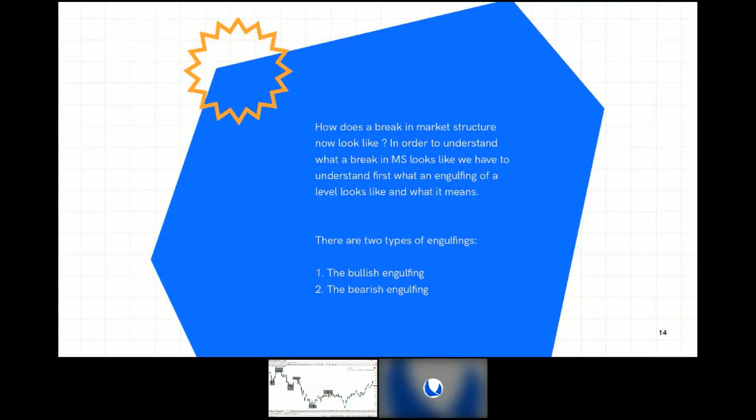I said previously, how does a break in market structure look? In order to understand what a break in market structure looks like, we have to understand first what an engulfing of a level looks like and what it means. There are two types of engulfings: the bullish engulfing and the bearish engulfing.